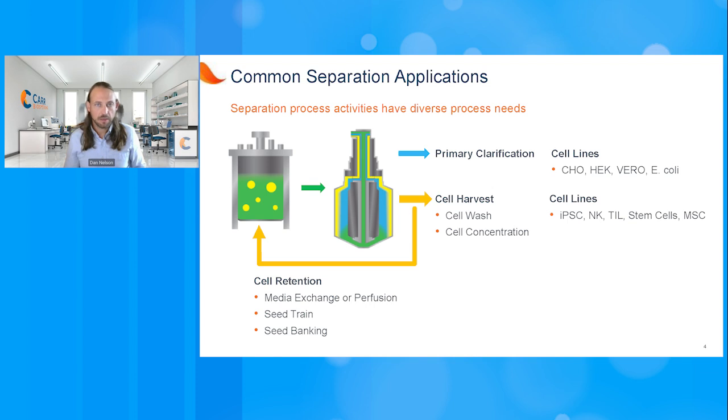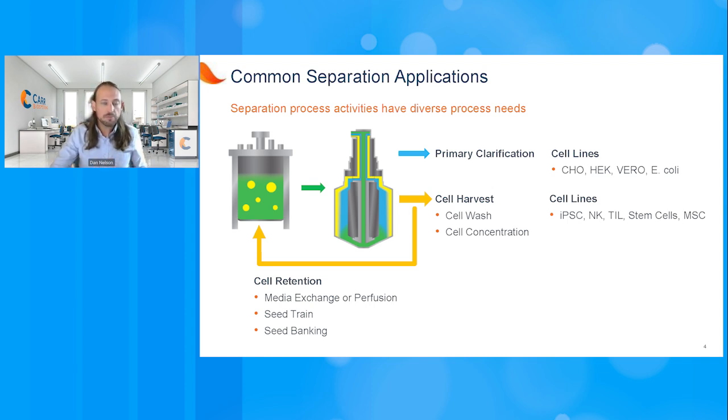And then last, another way that I look at primary separation applications is in cell retention. The cell isn't necessarily the product, but it's needed for further processing. Here we're looking at media exchange or perfusion, seed train or seed banking. We might even be doing transfection or gene editing. So based on the different applications, you might be working with a particular cell type, a different product of interest, and a unique separation application.